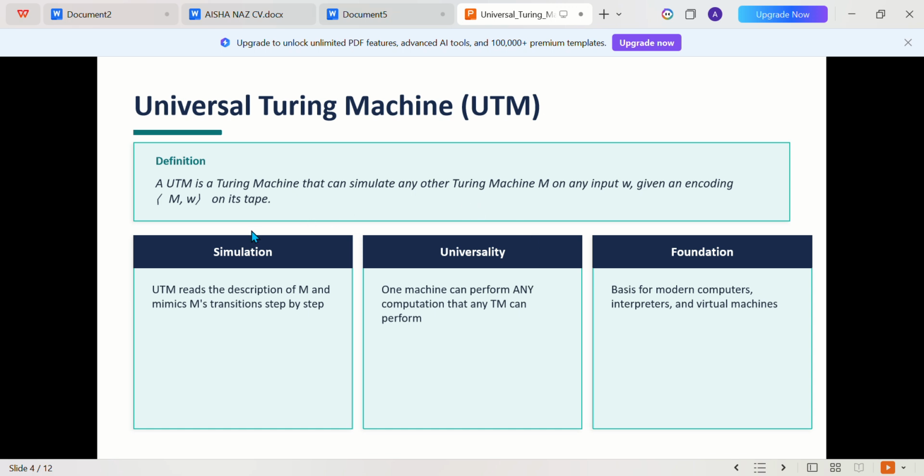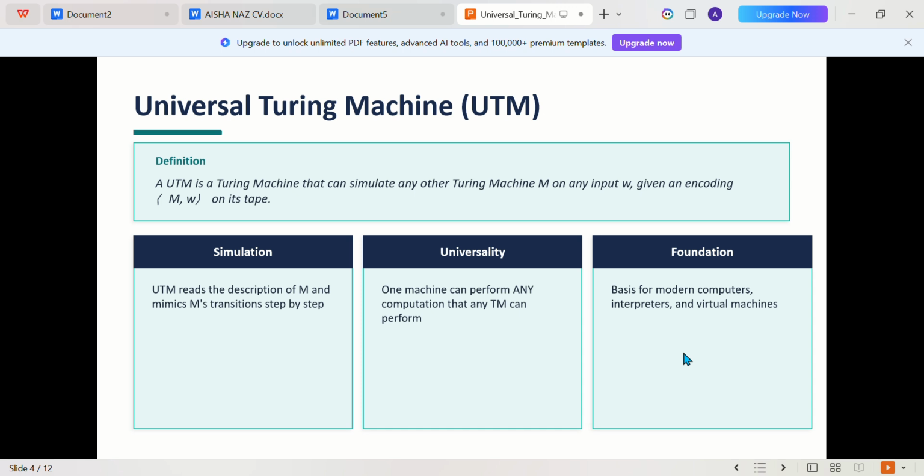Now, the characteristics: the first is simulation, meaning you can incorporate any sort of Turing machine in a universal Turing machine. The second is universality, meaning one machine can perform any computation that any Turing machine can perform. And why is it happening? Because you can simulate any Turing machine in a universal Turing machine. Then foundation, because the concept of Turing machine is the foundation of many modern computers, interpreters and virtual machines. So that's one of the characteristics here.